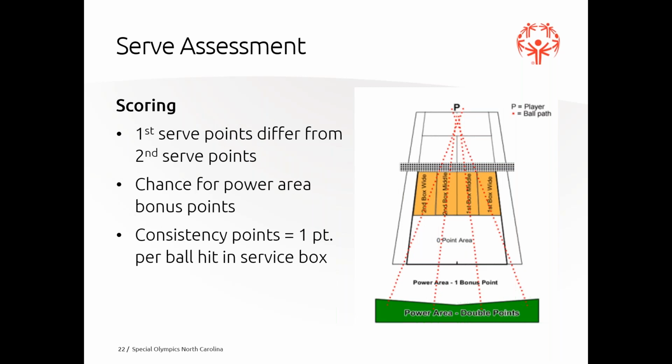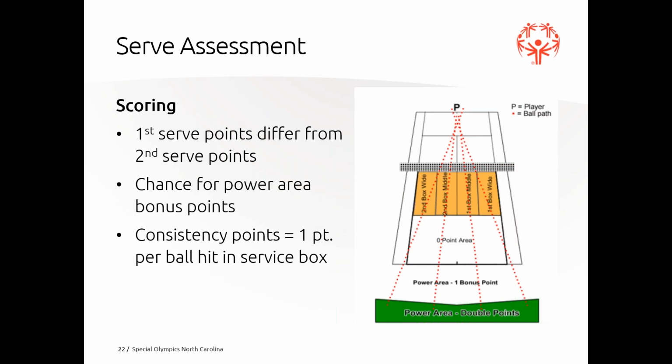Any ball that is not hit into the service box, out of bounds, a let, or a foot fault will be recorded as 0 points. 2 points are awarded when a ball lands in the correct service box area. 4 points are awarded when a ball lands in the target area of the correct service box.